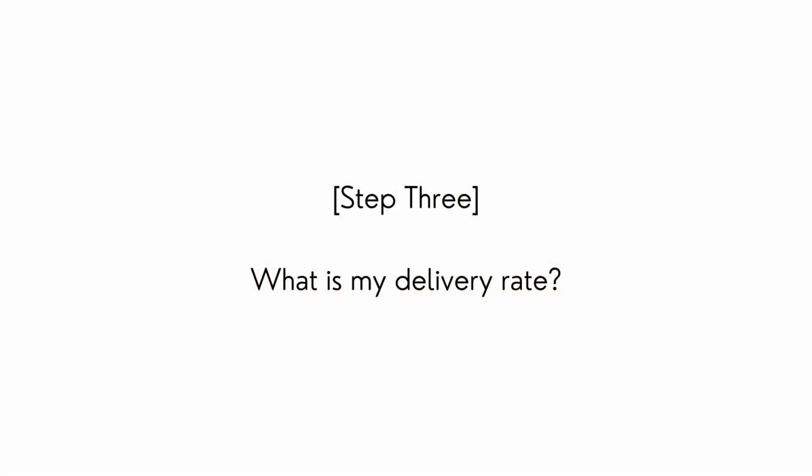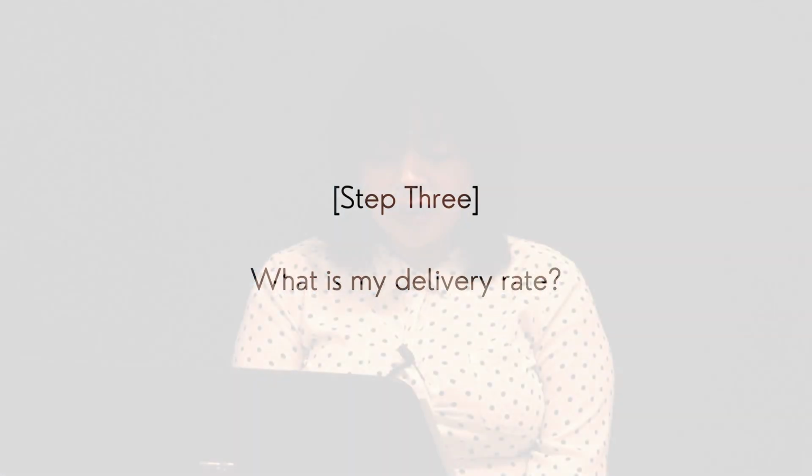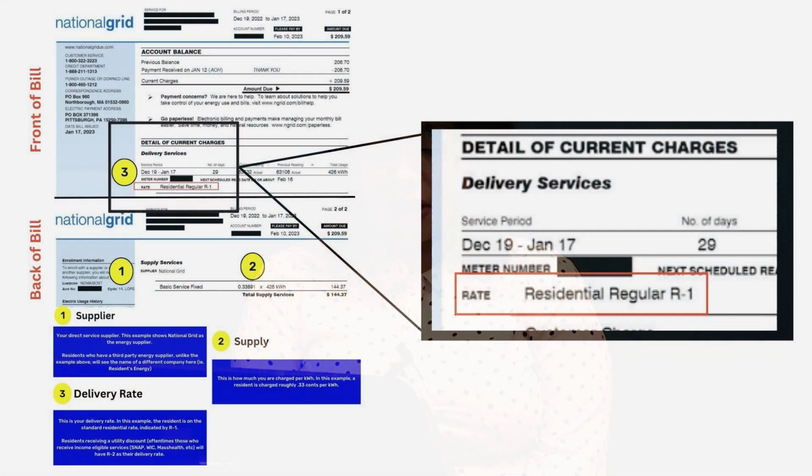Step 3. What is your delivery rate? National Grid's basic rate is indicated by R1. R1 means that you don't have a discount applied to your bills, and you pay a standard rate. If you see R2, this means that you are on an energy discounted rate with National Grid, and the rate that you pay is lower than the standard rate. You may have been automatically enrolled if you received some form of income-eligible service, such as SNAP or Mass Health.